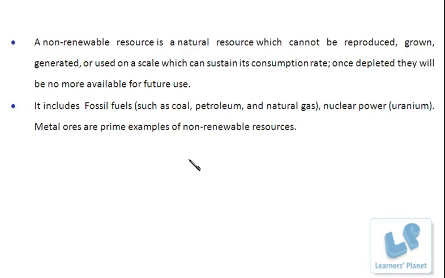Mineral ores or metal ores are also non-renewable resources, like bauxite. Bauxite is the ore of aluminium. Iron ore, copper ore, gold. These are all naturally occurring substances. Once they are exhausted, they will not be available for future use. So these are non-renewable resources.